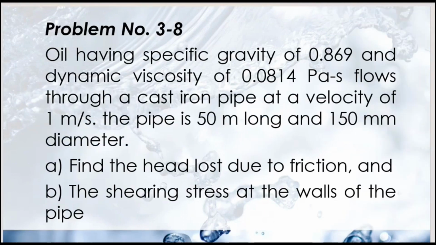So let's have the sample problem so that we could apply the formulas presented to you. Let's solve problem 3.8, because we already had up until problem 3.7 last time. Oil having specific gravity of 0.869 and dynamic viscosity of 0.0814 pascal second flows through a cast iron pipe at a velocity of 1 meter per second. The pipe is 50 meter long and 150 mm diameter. Find the head loss due to friction and the shear stress at the walls of the pipe.